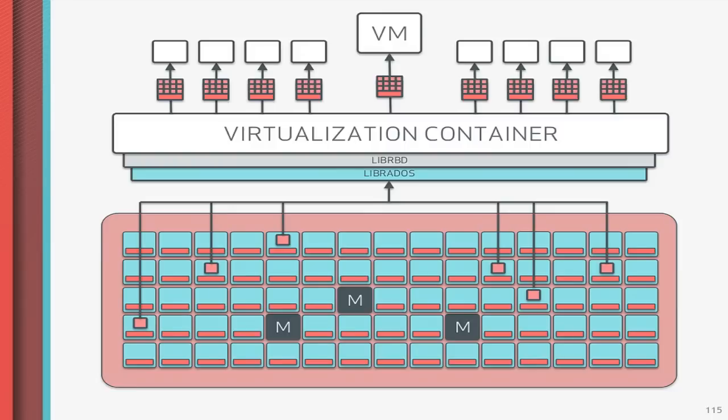So if you have multiple virtual machines running, basically they're all accessing the cluster through the same and different paths. They're all going to different OSDs because the data is placed randomly across the cluster. There's no single bottleneck, and you can scale out to arbitrary size.